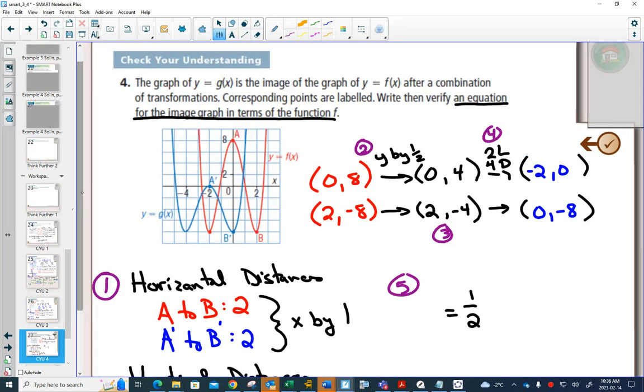You could either write y equals, but I would like it even better because we know the image graph is g of x, to write g of x equals. In terms of the function f means that f needs to be on the right-hand side of our equation. So we would have 1/2 f bracket. We have no horizontal stretches, but we're going to the left. So to the left would show up inside the bracket as x plus 2. The 4 down happens outside the function, minus 4.